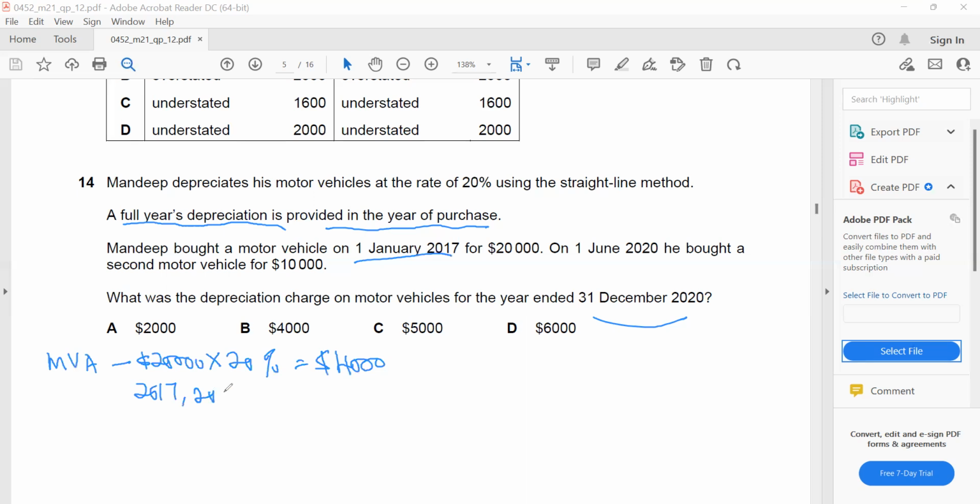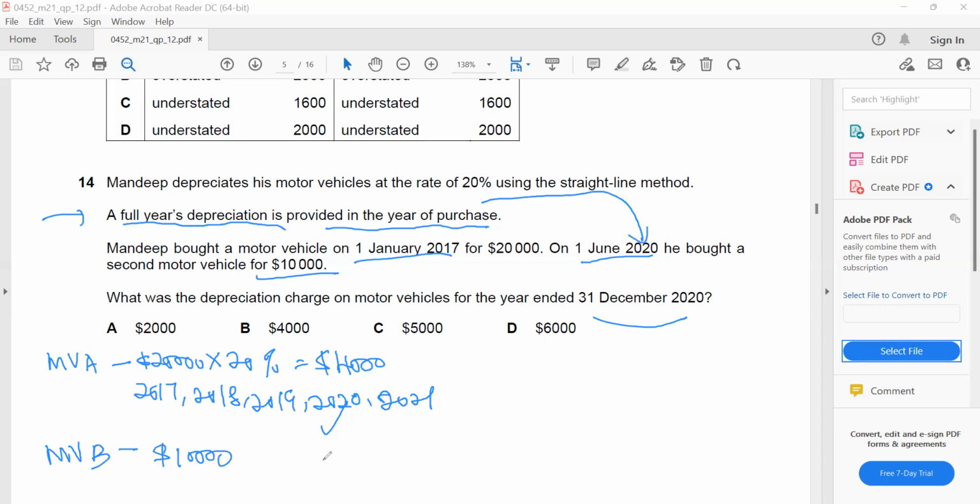2017, 2018, 2019, 2020, 2021. So this year is the calculation. Now the question: what was the depreciation charge on the motor vehicle for the year? And on this date, he bought another motor vehicle B. Because of the condition set, a full year's depreciation is provided in the year of purchase. In the year of purchase means they only refer to the year, not the month, not the date. So we just times 20%, which is 2,000. So 2,000 plus 4,000, the total should be 6,000. Okay, now let's move on.